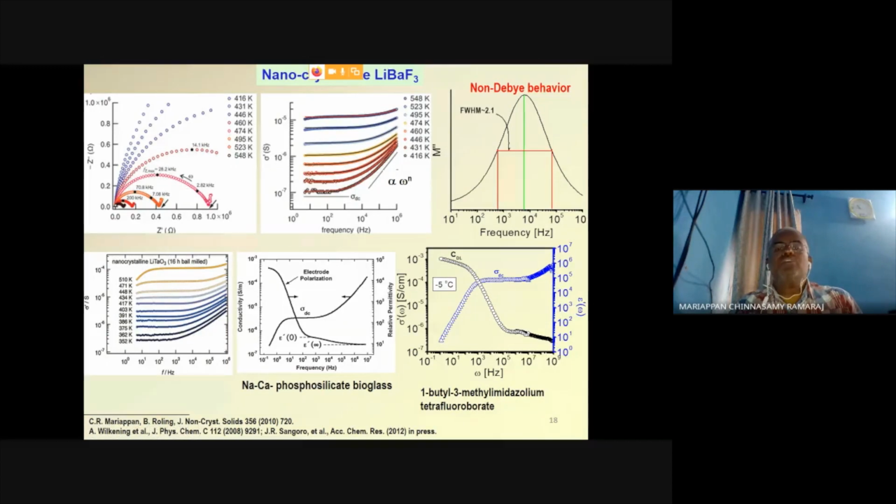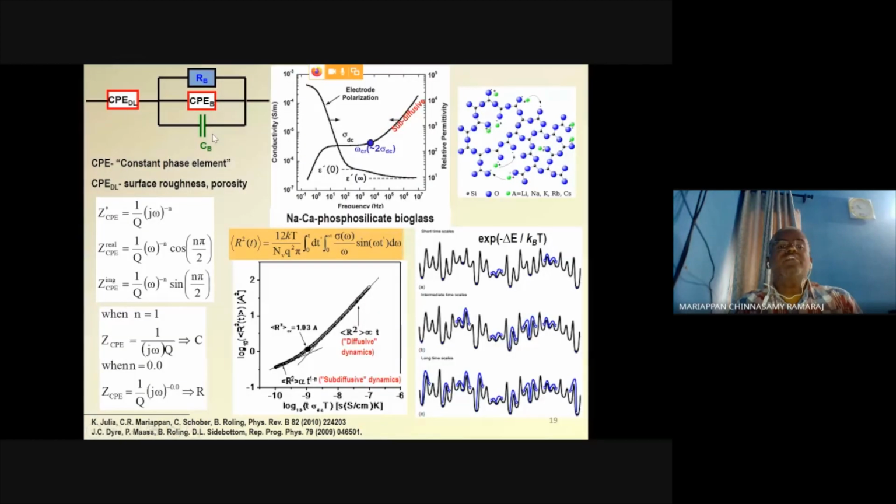This comes due to an additional element, which we call the constant phase element. For an ideal or perfect ionic conductor, you would have capacitance and resistance in parallel, but here we additionally have the constant phase element. If you go into detail, we have the random barrier model. The barriers are very random because the material is amorphous.